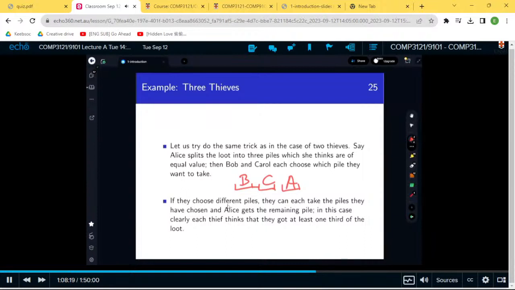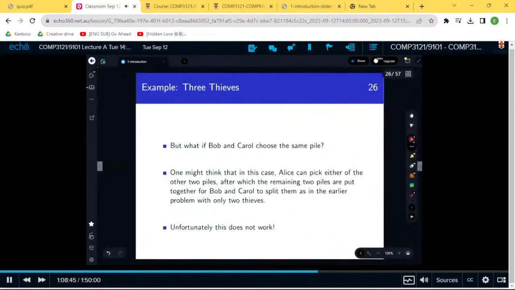So what if they actually choose the same pile as the most valuable one? So basically, Bob and Carol both want the first pile. We can't give the first pile to both Bob and Carol. So what can we do? So maybe we can just give any of the remaining piles to Alice, and then Bob and Carol split.